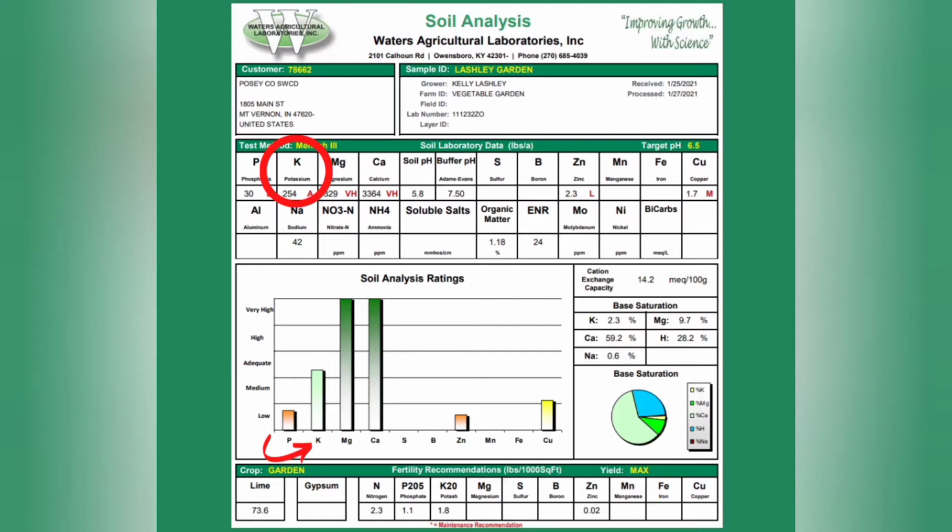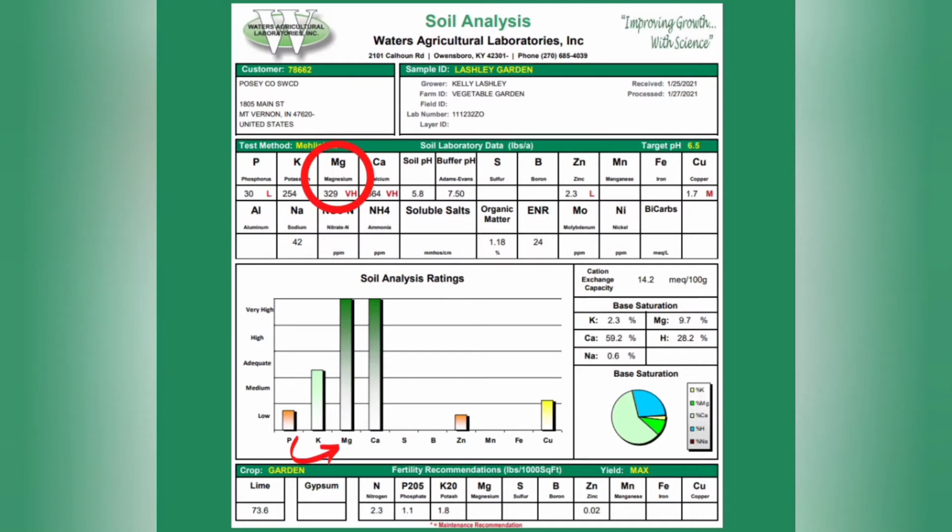Whenever you have low potassium levels, you're going to see yellow areas on your older leaves. And our potassium that we have in the garden is in the adequate range, so we might add a little bit of potassium just to help raise that up into the higher range. Because it is so important for our vegetables.